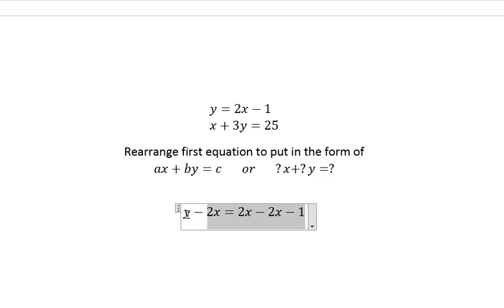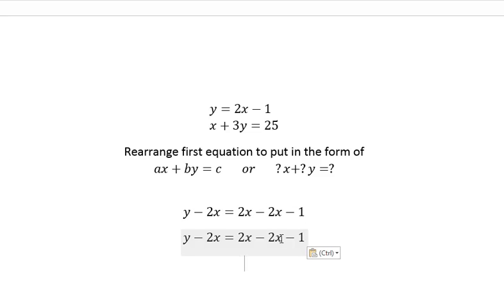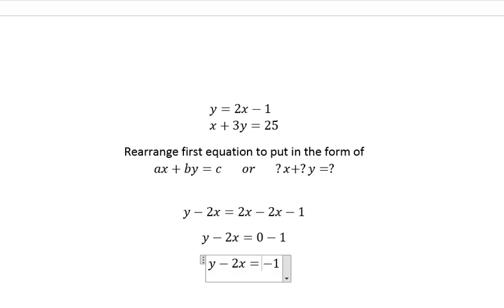Now 2x minus 2x is equal to 0. So I can rewrite that right hand side as 0. 2x minus 2x equals 0. Now I have y minus 2x equals 0 minus 1. Well, 0 minus 1 equals minus 1, or negative 1. So I can rewrite that part as simply negative 1.